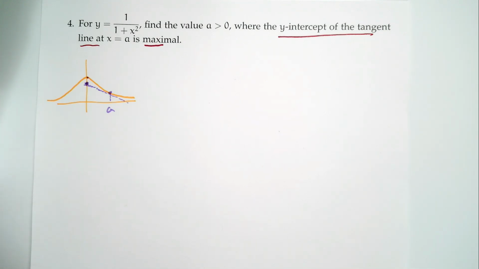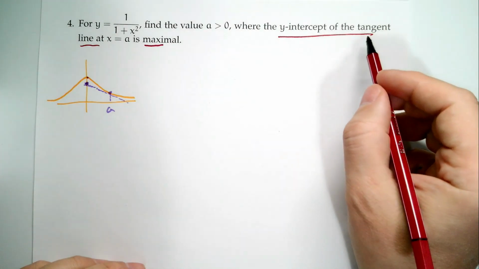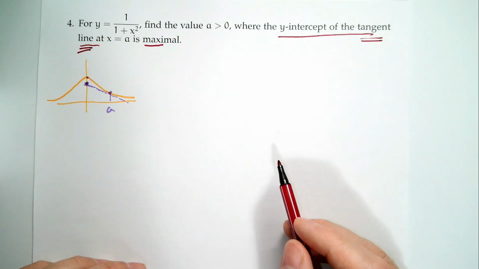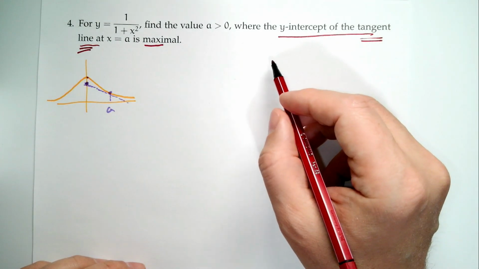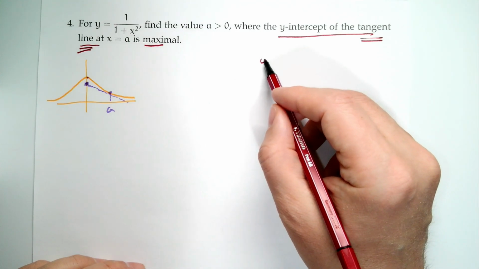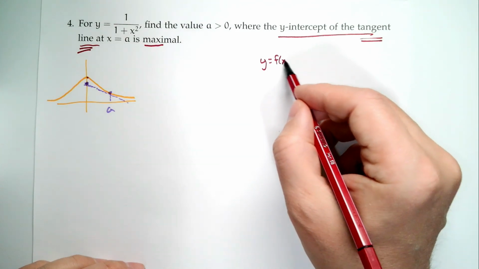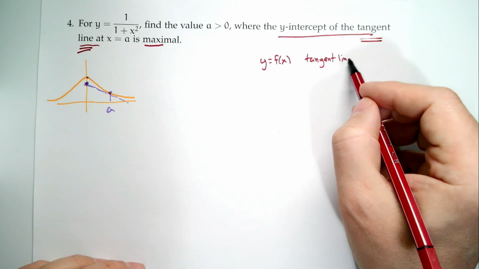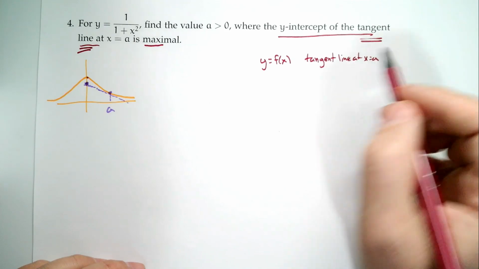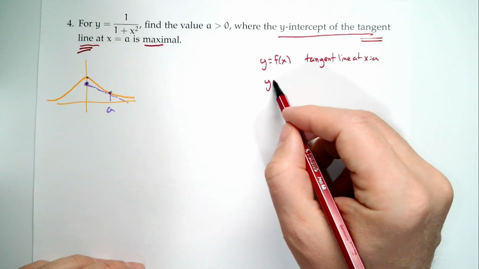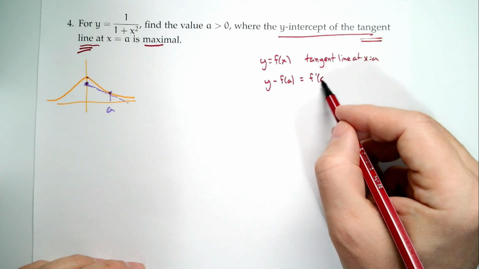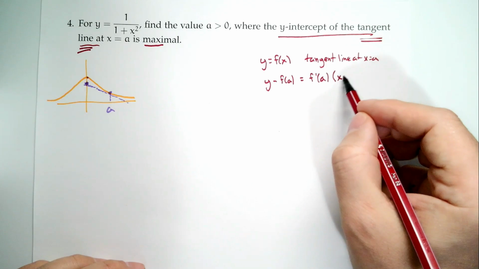So let's start thinking about it. First off, let's start with something we're comfortable with, namely the tangent line. We can do that. We learned that, right? If you have a function y equals f of x, the tangent line at x equals a is given by the following: y minus f of a is equal to f prime of a times x minus a.